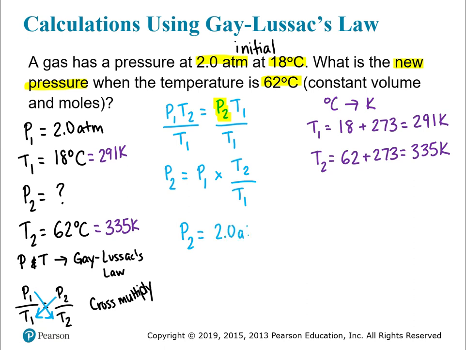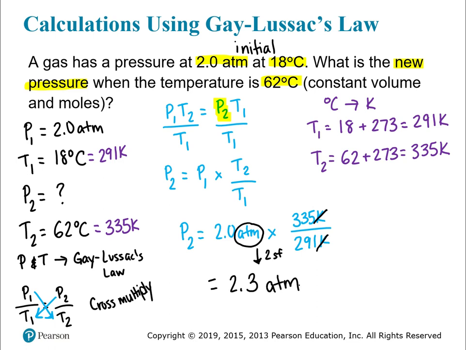P1 is 2 atmospheres. T2 is 335 Kelvin. We divide that by T1, which is 291 Kelvin. Our temperature units cancel, and we're left with atmospheres. That makes sense if we're solving for a pressure. When you do this calculation, and you take into account how many sig figs you need, hint, hint, it's 2. You get 2.3 atmospheres.